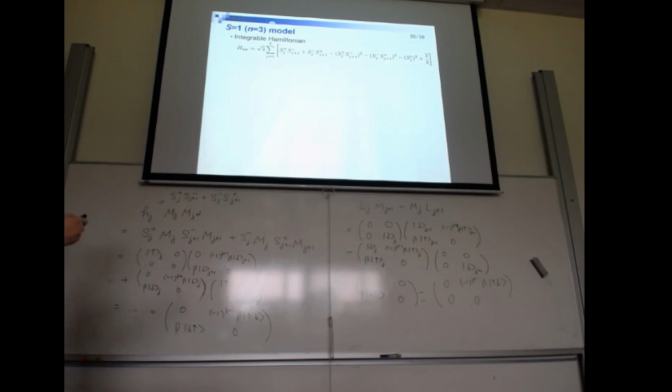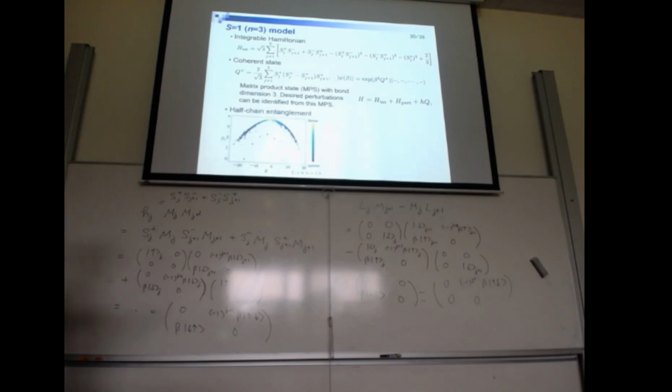Let's consider the S equals 1 case, and this is our starting point, the integrable Hamiltonian. It's complicated, but anyway, you can show that this commutes with the Q plus. And then you can write down the coherent state of Q plus. Again, this is a matrix product state, but here the bond dimension is 3. By looking at the local structure of this MPS, you can find the desired perturbation that breaks the integrability but doesn't hurt the towers of scar states. And these are entropy and fidelity, and you see you have an arc of scar states here.